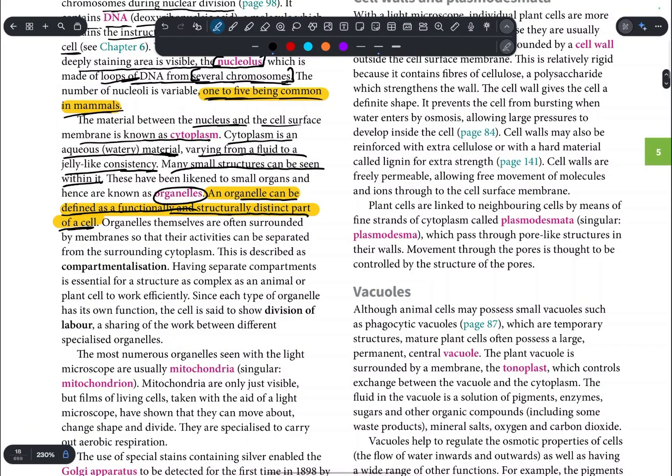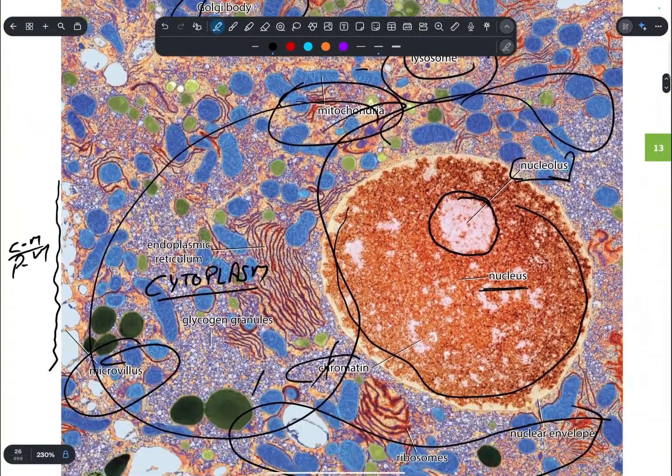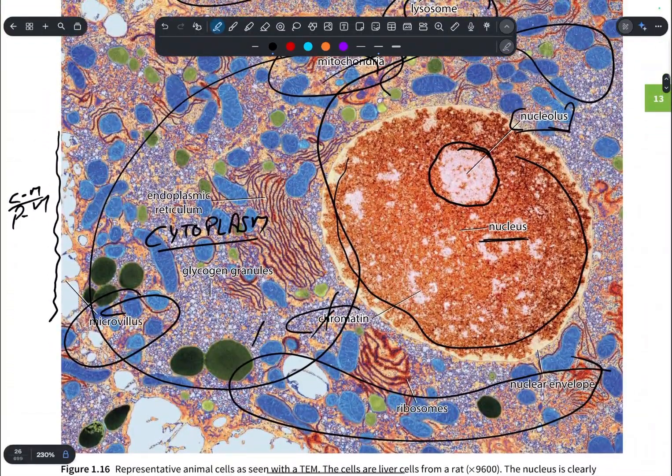Now, what does it mean by functionally distinct part? It means that each of those structures has different functions. Like the lysosome has the function of eliminating every unwanted substance inside it with the help of the hydrolase enzymes present in it. And structurally different, like if you look at the endoplasmic reticulum, is there any endoplasmic reticulum? Yeah, here it is.